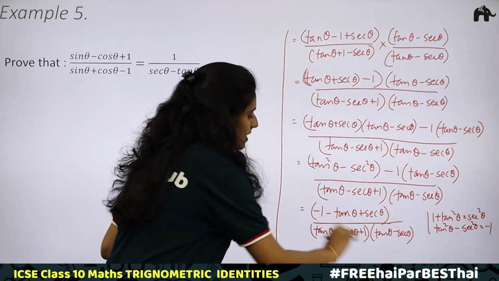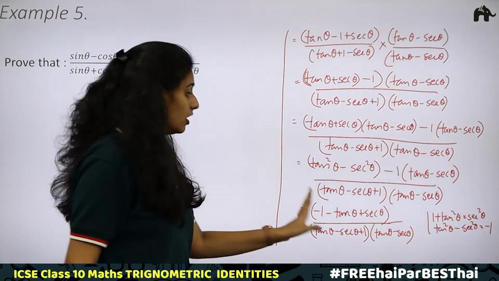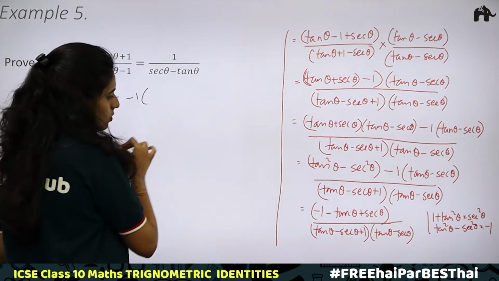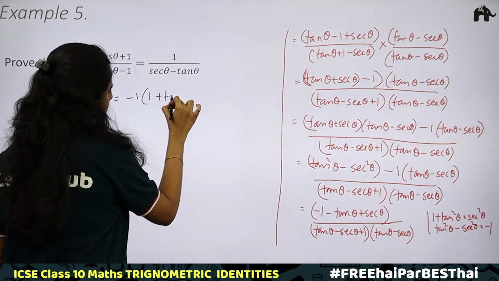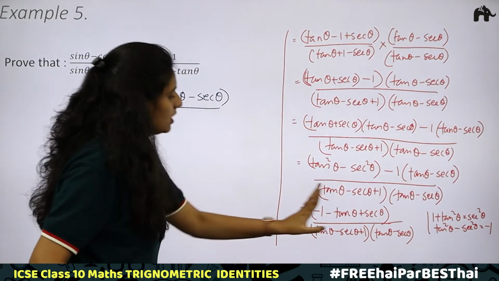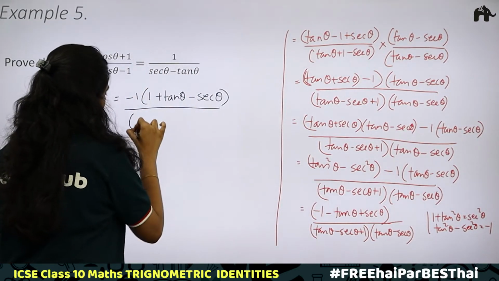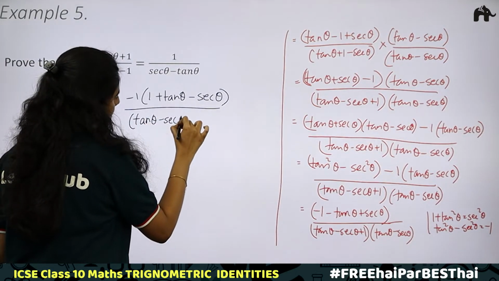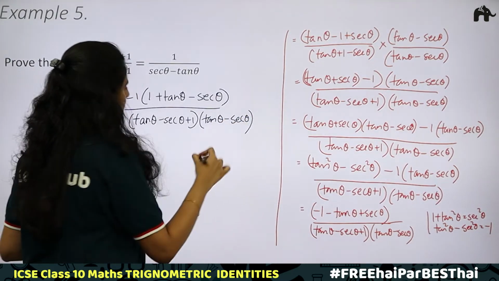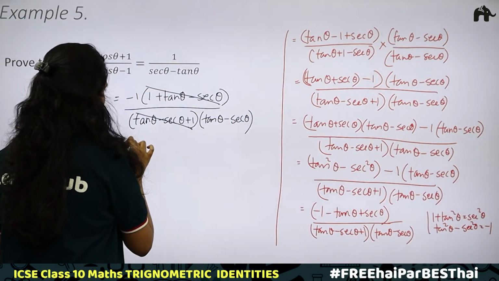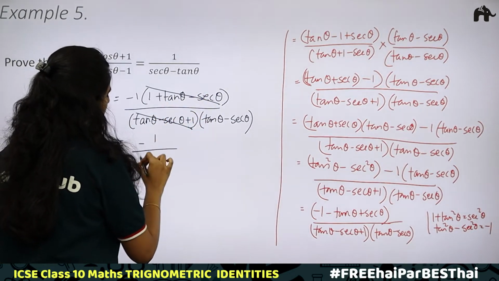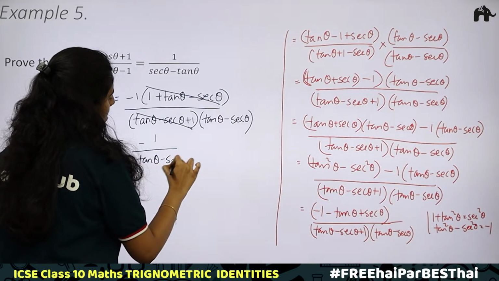How can you cancel this? If I remove a negative sign from the numerator, I can cancel this. Okay. This is equal to minus 1 into 1 plus tan theta minus sec theta. Okay. In order to cancel these two terms, I am taking the negative sign outside. Then we have denominator tan theta minus sec theta plus 1 into tan theta minus sec theta. Now cancelling these two, we get 1 plus tan theta minus sec theta gets cancelled. Minus 1 divided by tan theta minus sec theta.